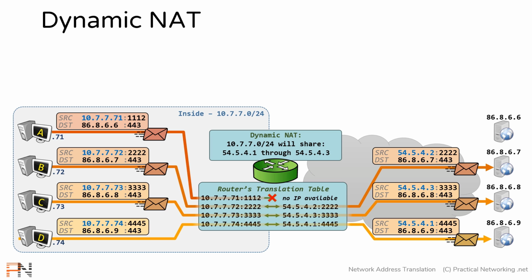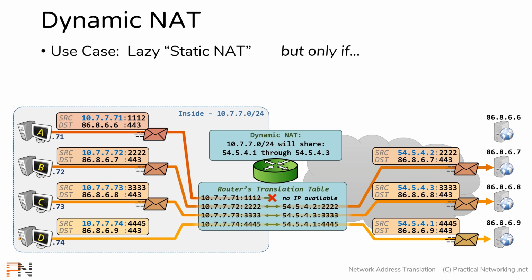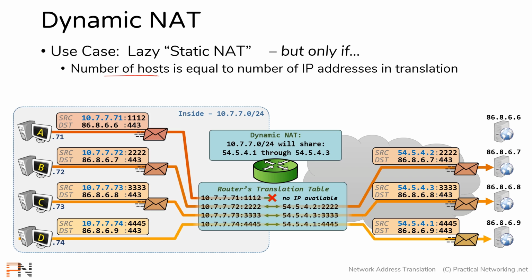The other use case, and this is potentially a bit of a stretch, is what I like to call lazy static NAT. The idea here is if you had 20 hosts on the inside and 20 public IP addresses that you needed them all statically NATed to, you can simply configure one dynamic NAT to do all the NAT for you automatically. Of course, that'll only work if you have the same number of hosts as you have IP addresses in the translation. Notice for us, we had 4 hosts and only 3 IP addresses, so we kept running into an issue where one of the hosts didn't have connectivity.